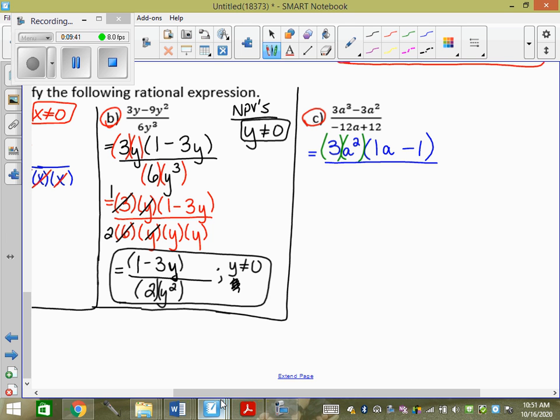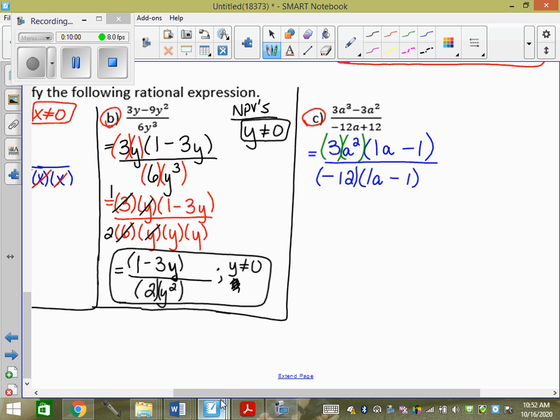Right? Once again, if you took it out and you found that they don't match, then go back and take out a negative 12. Not a big deal. So I take out a negative 12, and then I'm left with 1a minus 1. Now I see they match and I get super excited, but I have to stop myself. Correct? I have to do NPV, so restriction.